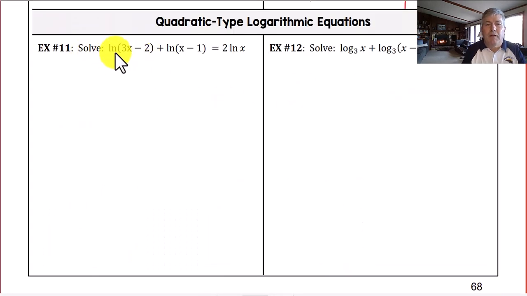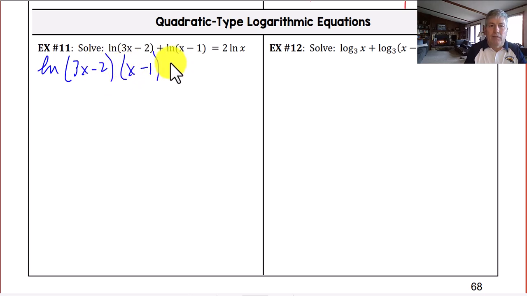In example 11, I have the natural log of (3x minus 2) plus the natural log of (x minus 1) equals 2 natural log of x. So I have all natural logs. I have natural logs on both sides, and I can apply my properties of logarithms here. I have addition, so I'm able to multiply 3x minus 2 and x minus 1. And when I do that, I end up with the natural log of (3x minus 2) times (x minus 1). I'll multiply that in just a minute.